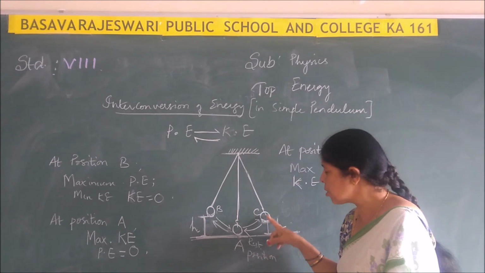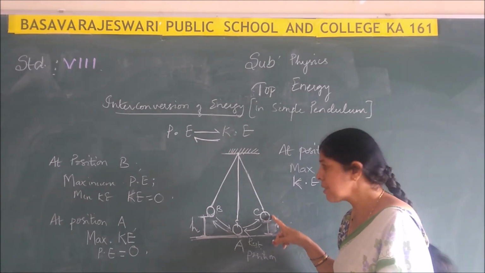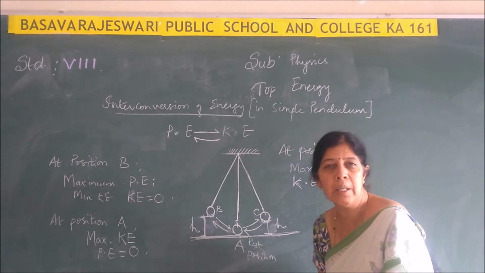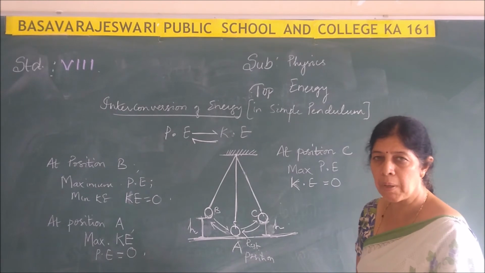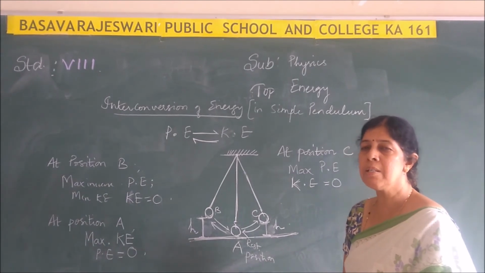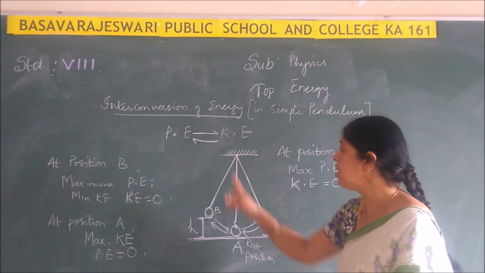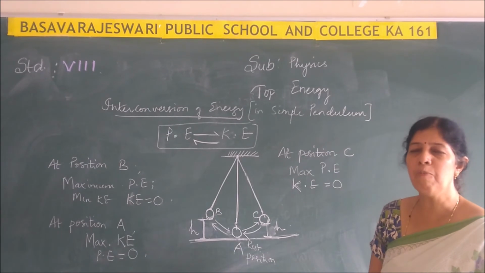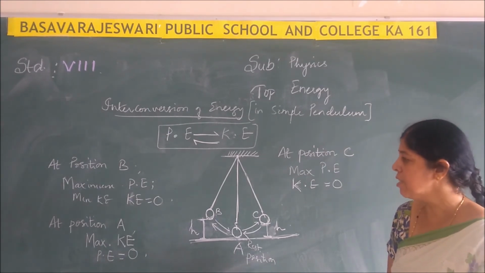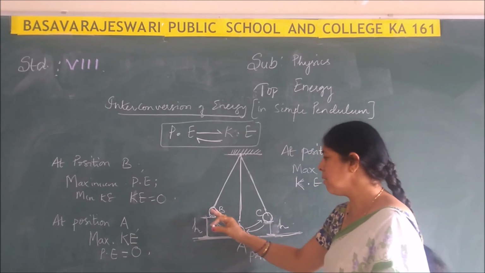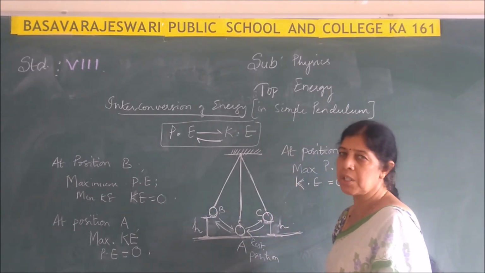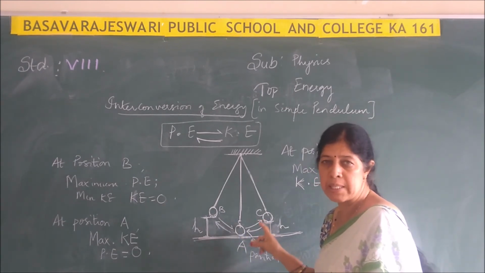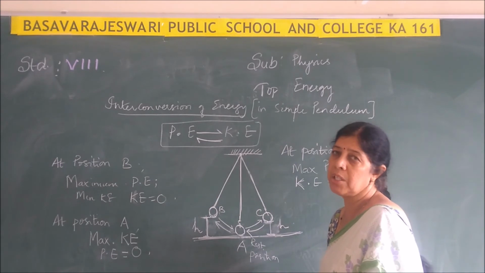Then again the bob continues to move to C. Again it has gained some height, so it will have maximum potential energy and minimum kinetic energy. Here, in case of a simple pendulum, you can just observe that there is an interconversion of potential energy and kinetic energy. There is interconversion of potential and kinetic energies. So the same body, when it is at positions B and C, will have maximum potential energy but minimum kinetic energy. But when at A, it will have maximum kinetic energy and minimum potential energy.